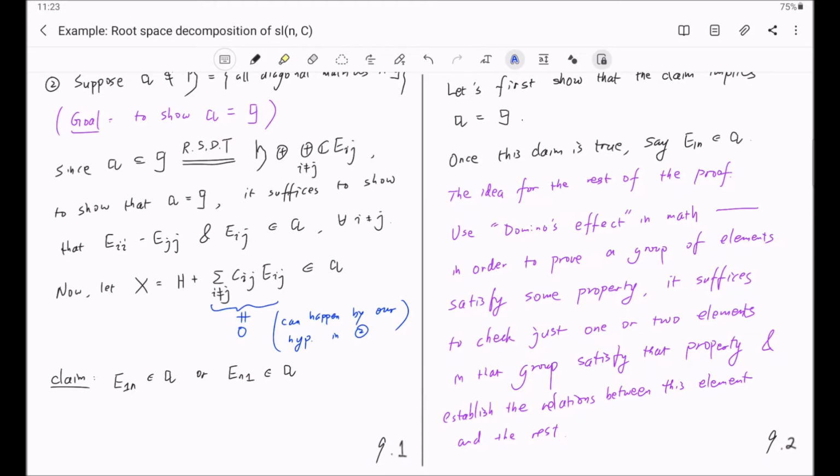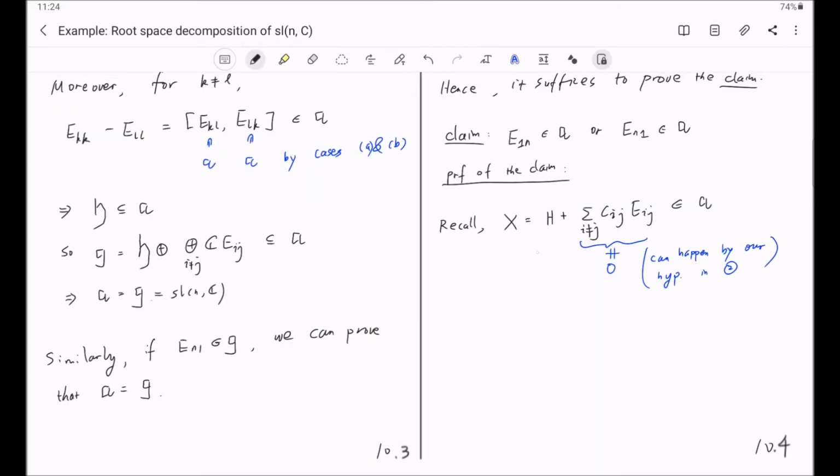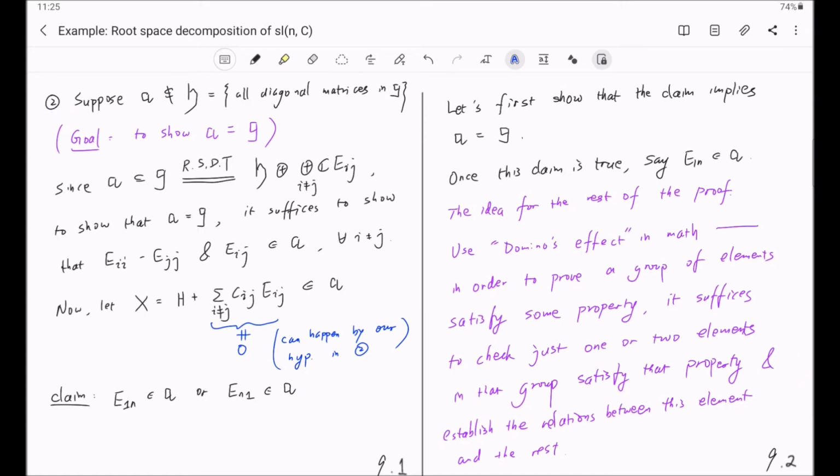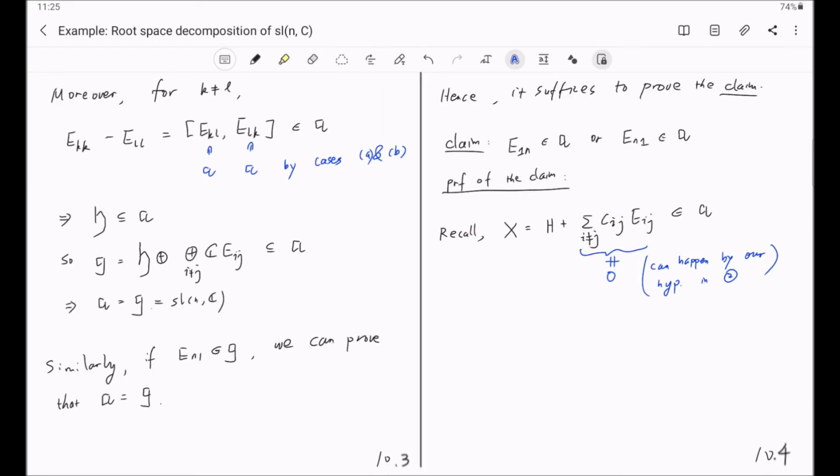To prove this claim, remember we start with an x, which is h plus this linear combination of E sub ij's. So let me copy this assumption down in here. Remember, this part can be assumed to be non-zero by our hypothesis in this second case, that the ideal A is not contained in H. So there could be some non-zero part outside of the H.